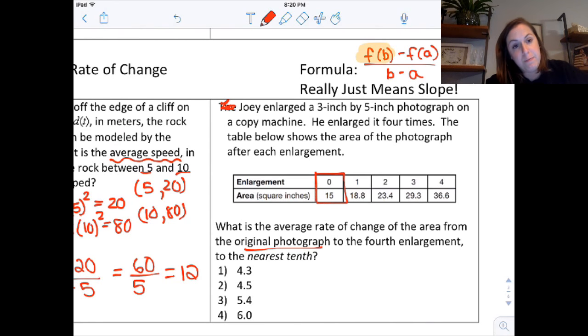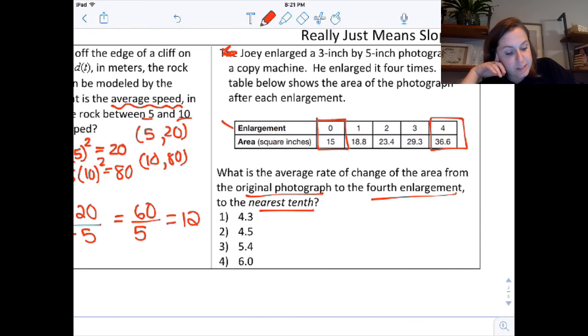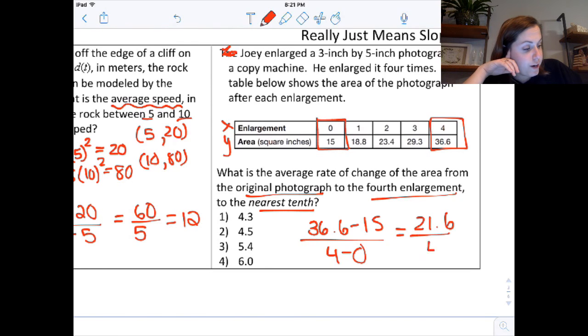And especially on a free response, make sure that you're rounding correctly. That's a big source of error for people. So those are my 2 points. Remember, this is our x and that's our y. So I'm going to do 36.6 minus 15 over 4 minus 0. And 36.6 minus 15 is 21.6 over 4. And that would be 5.4.